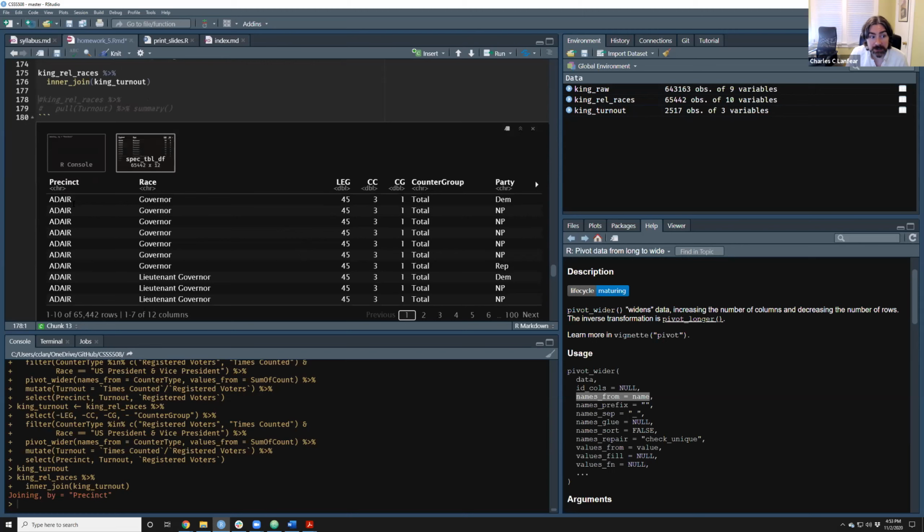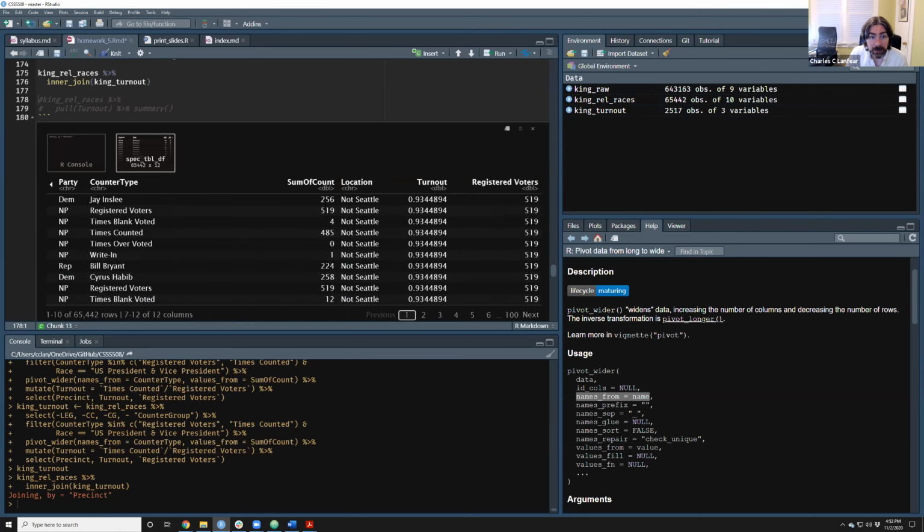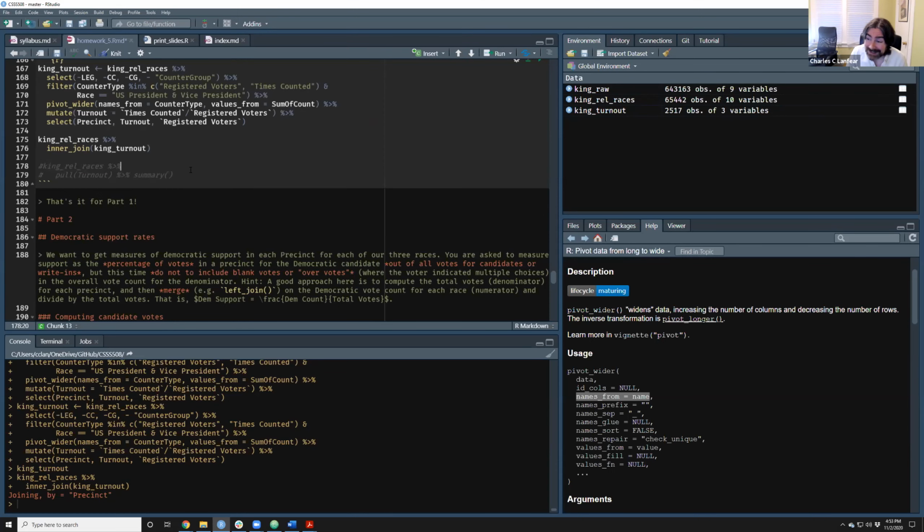We're going to get our original data frame with Adair, governor, this junk, sum of count, location. And now there's the turnout and the registered voters repeated for every one of these rows. So if you wanted to join it back on, that's how you can do it. Okay. And that's it for part 1 of this homework. So as tragic and annoying as this data set is, guided through it, it's not so bad. But I can understand if you'd struggle a lot getting to this point on your own. It's a tough data set.